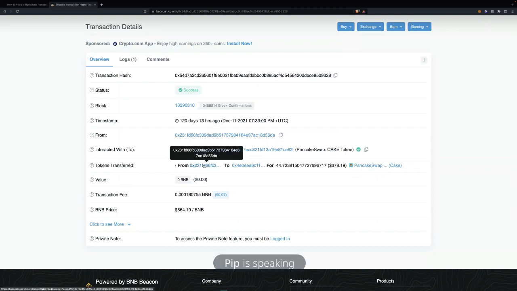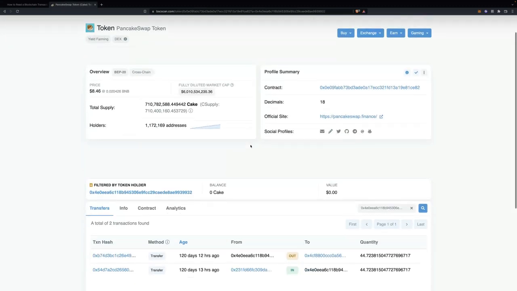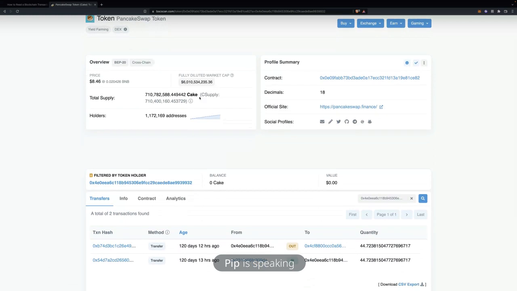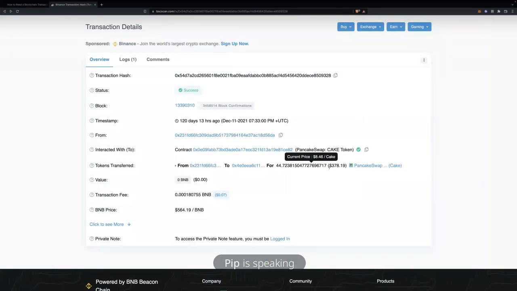Tokens transferred from the address that we're checking right now to what address? Let's go and click. Okay, so these were transferred directly to PancakeSwap. So this tells us that in this particular transaction, this particular wallet sent 44 cake tokens to PancakeSwap. It might have been doing that to start a farming pool or to go into a staking pool, whatever. But see, this is how easily we can examine things.